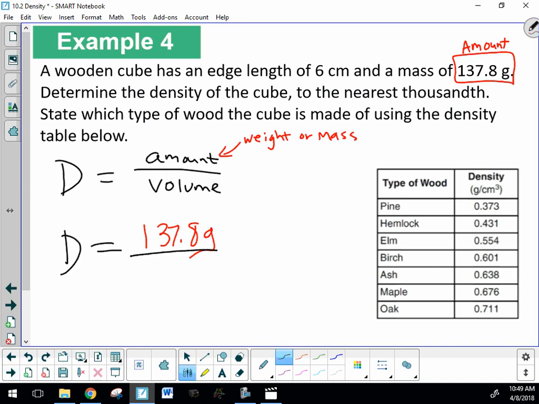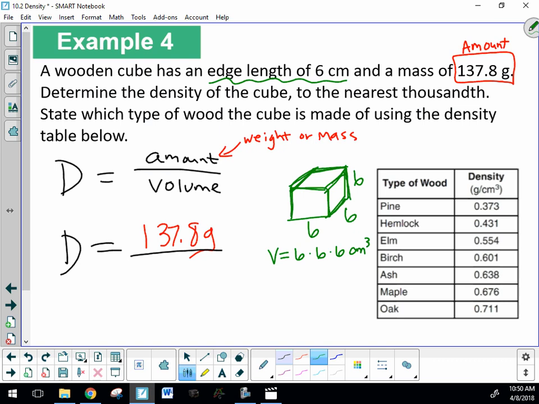And we're trying to calculate the density, so we need to divide that by the volume. Well, what we know is that it's a cube that has an edge length of 6 centimeters. So it has a length, a width, and a depth of 6 centimeters. So that shape is pretty easy to calculate the volume of. The volume would just be 6 times 6 times 6, and that's going to be centimeters to the third power. So that's 216 cubic centimeters.